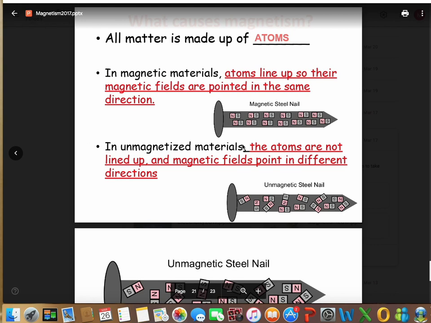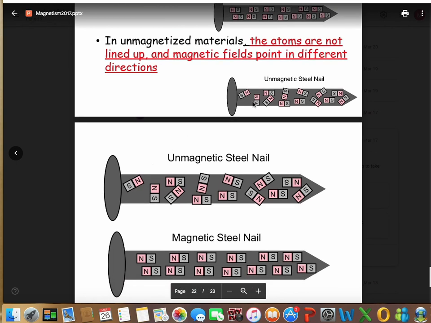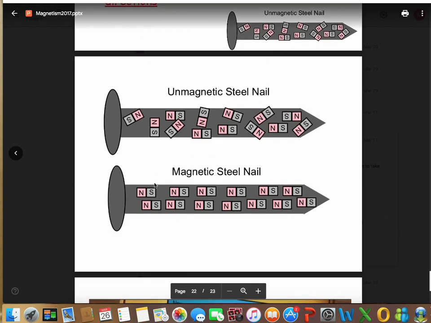In an unmagnetized material, the atoms are not lined up, and they're pointing in different directions. See all the domains? This is pushing against each other. This is attracting. This is pushing against. These are pushing against, attracting. Nobody's winning because they're all different. That's not magnetized. Tell me why this is not magnetized, but this one is. Think about it for a second, please.